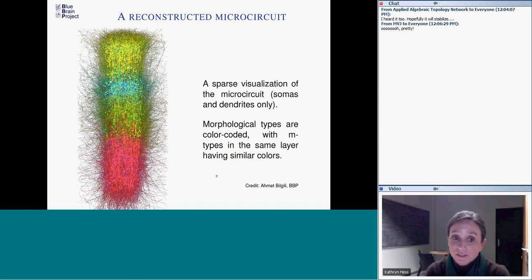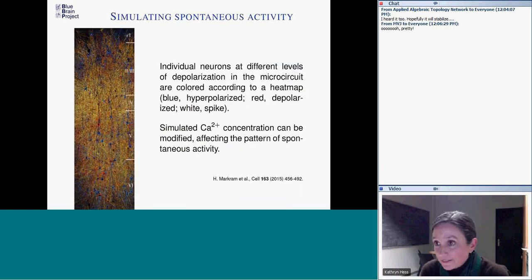This picture here is just a visualization of the microcircuit where we see only the somas, the cell bodies of the neurons, and their dendrites. It's color-coded by morphological type, because certain morphological types are found in some layers more than others. Now, about activity, because you don't want the network just to sit there. You're not interested just in the connectome itself and how the neurons are connected, but you want them to do something, because the brain is active, right?